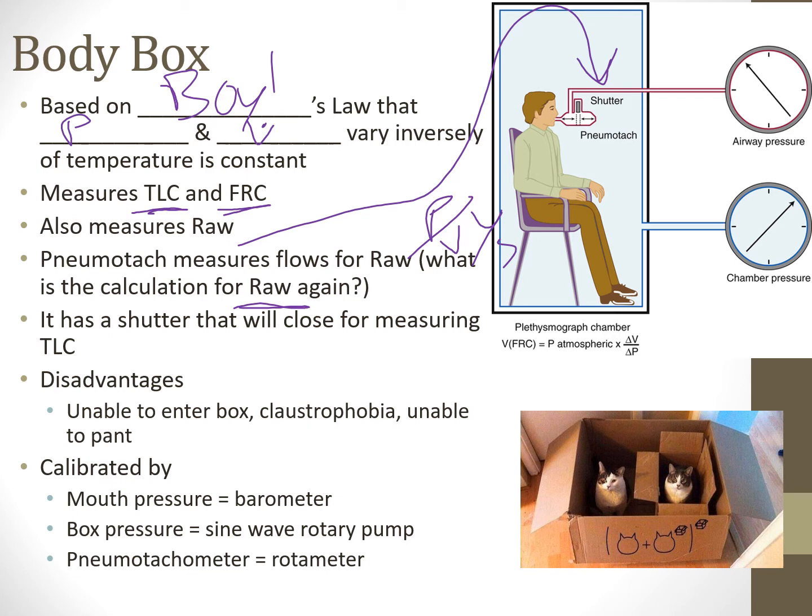It has a shutter that also closes for total lung capacity. So we know what the capacity or the volume of the box is. We know that the remaining capacity when that shutter closes is in the lungs. So we know what their total lung capacity is, right? Big disadvantages: some people are unable to enter the box just because of their body habitus or claustrophobia, or some people might not be able to do the procedure where they have to pant for the airway resistance.